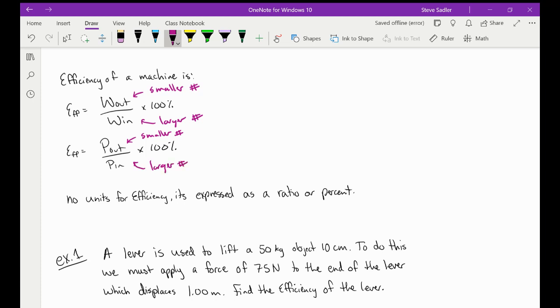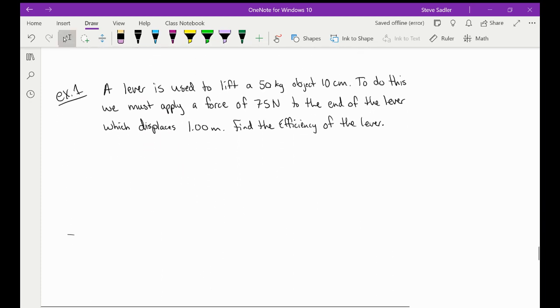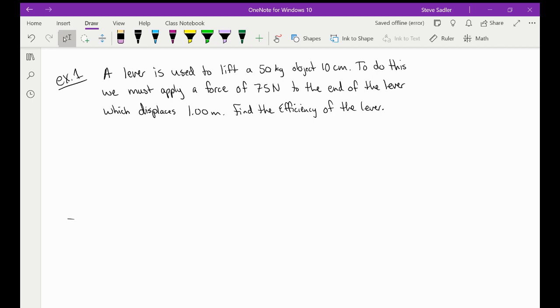So let's do a practice problem. I think just the one practice problem. We'll do lots in class. It says here, a lever is used to lift a 50 kilogram object 10 centimeters. To do this, we must apply a force of 75 newtons to the end of the lever, which displaces 1 meter. Find the efficiency of the lever.